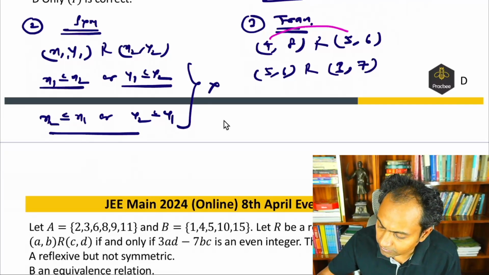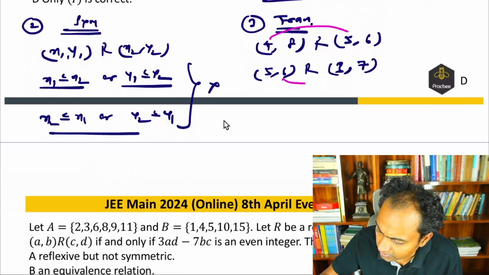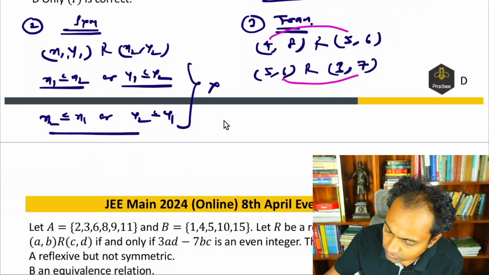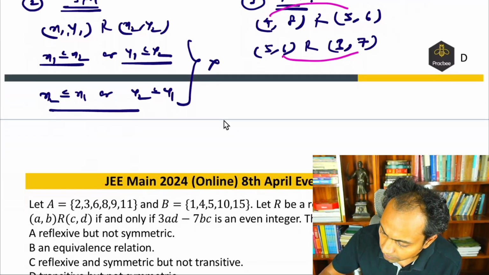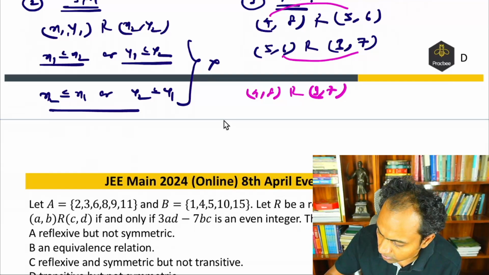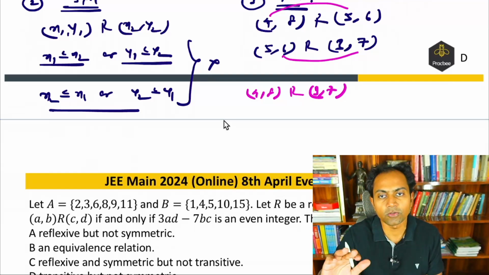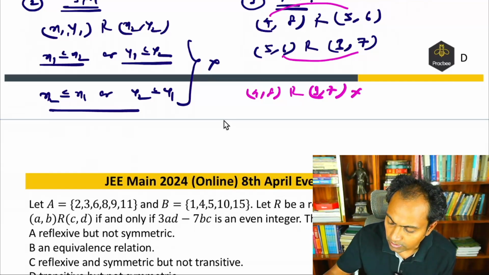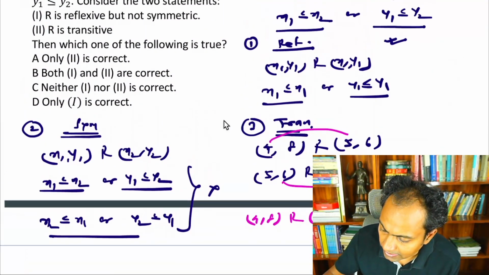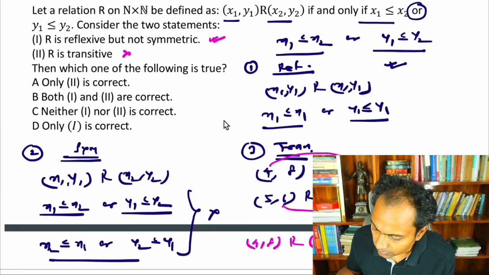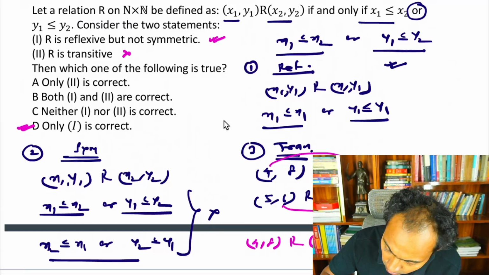And you can see that for the second one it is still satisfied because the second condition is true but the first is not true. But now you can see that despite this being true, 4 comma 8 is not related to 3 comma 7 because it is not true for either x1 or y1, and for both the condition is not true, so this is not present. Hence you will see that this option will become correct. Statement 2 is incorrect, 1 is true, so you will see that D option will come out to be correct.